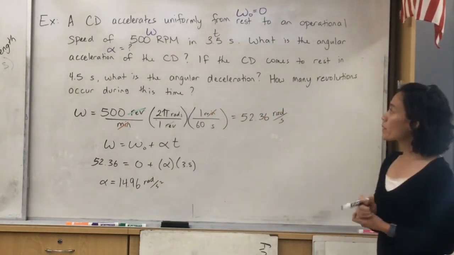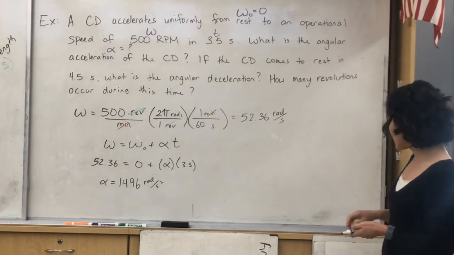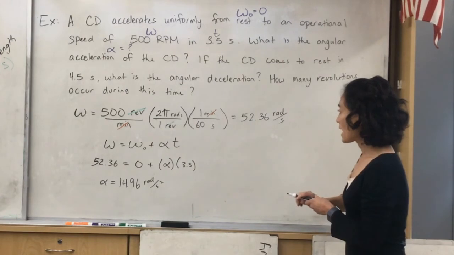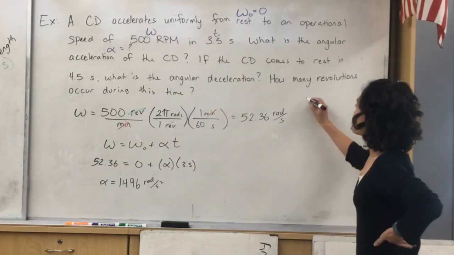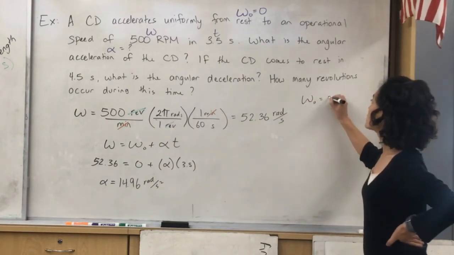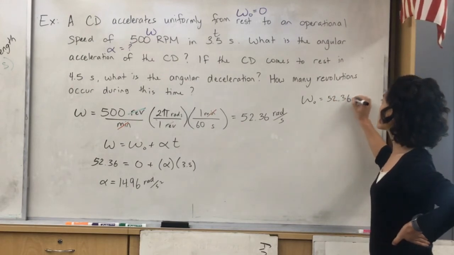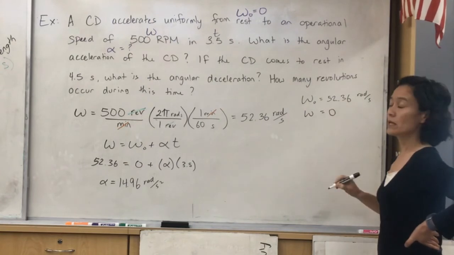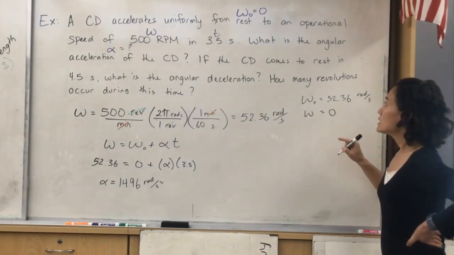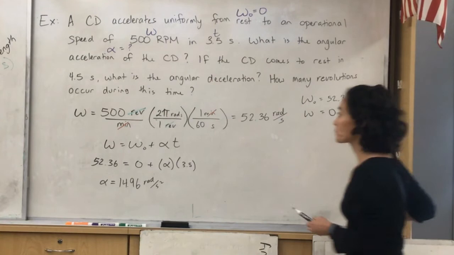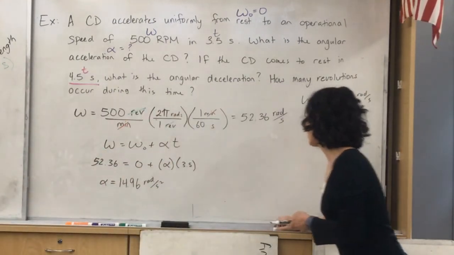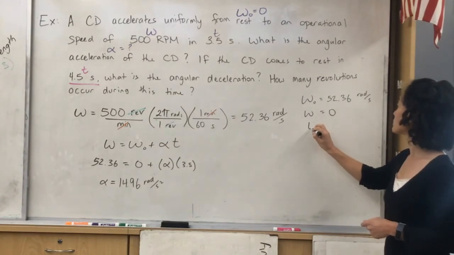Okay, the problem continues. If the CD comes to rest, now in this new part of my problem, my omega initial is 52.36. Like it got to that speed, and now it's going to come to rest. And this happens in 4.5 seconds. So that's my new time value. It takes a little bit longer to slow down.